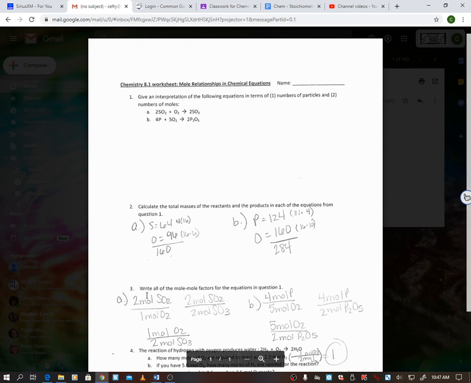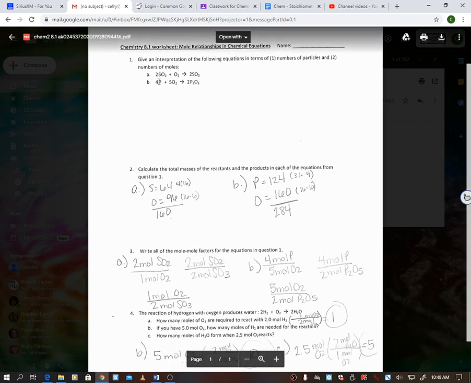So that's why I did this. Now I could flip-flop these. I could have my 1 mole of O2 on top, and I could have my 2 moles of SO2 on bottom. I could also say for every 2 moles of SO2, I have 2 moles of SO3, which is what I've written right here. Once again, I can flip-flop these. And then the last one would be for every 1 mole of O2, I have 2 moles of SO3. Once again, I could put the 2 moles of SO3 on top and the 1 mole of O2 on bottom.